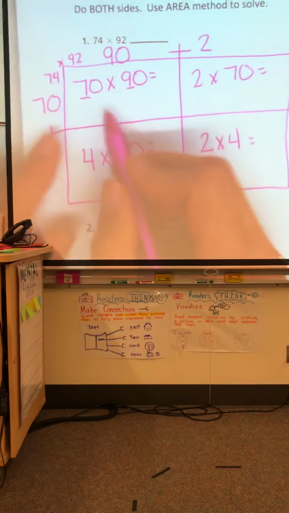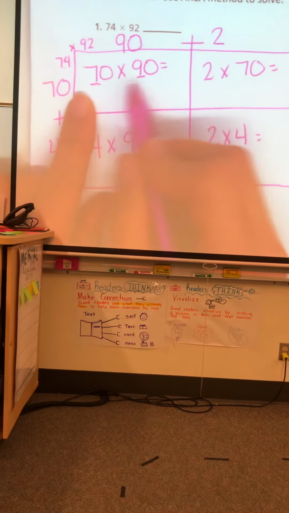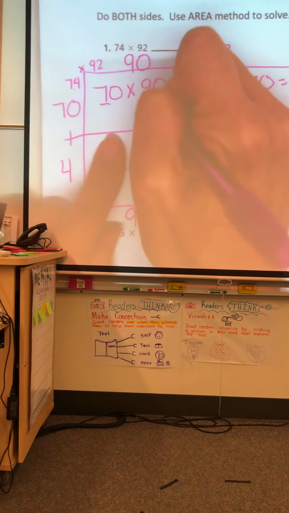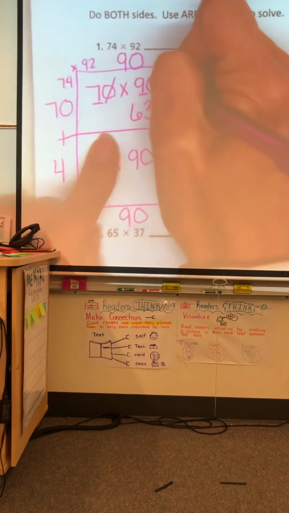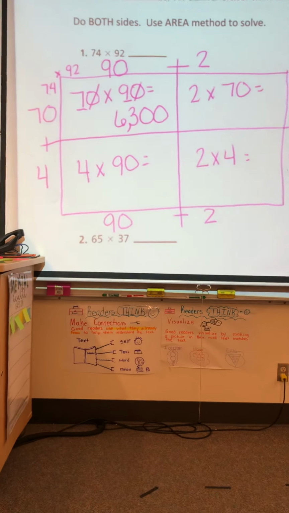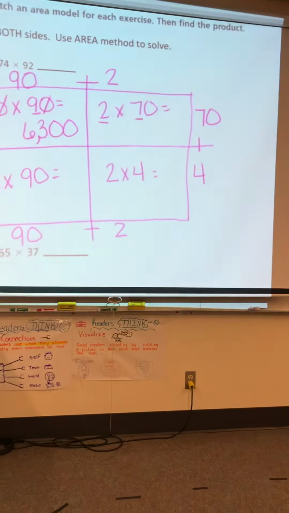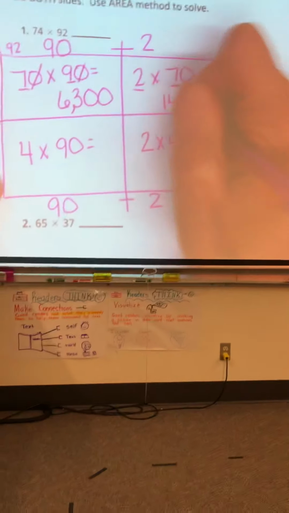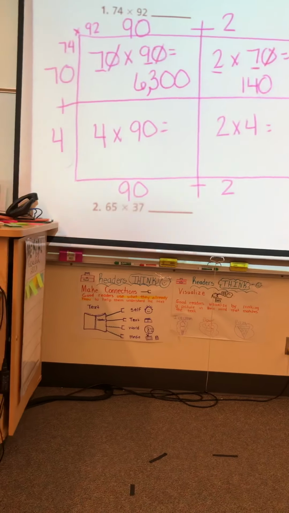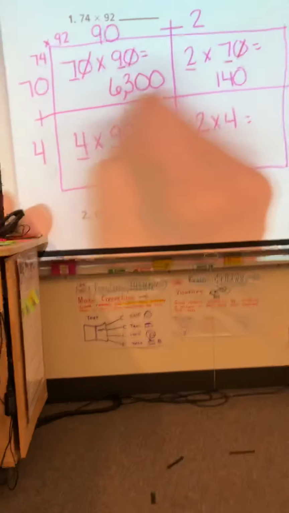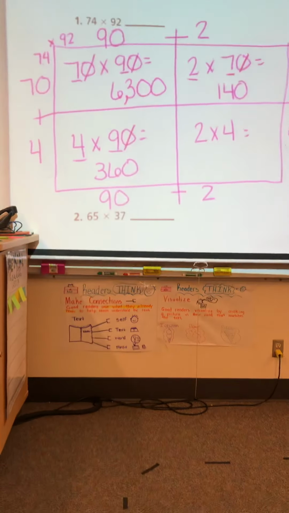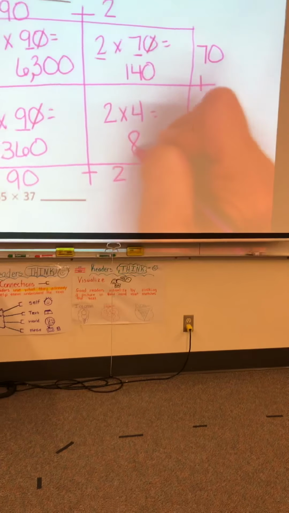7 times 9 is what I'm gonna multiply together. And when I multiply 7 times 9, I get 63 with 2 zeros. And then I'm gonna multiply 2 times 7. And when I multiply 2 times 7, I get 14, and I see 1 zero here, so I'm gonna put that 0 right there. And then I'm gonna multiply 4 times 9 and get 36. And then I'm going to see 1 zero, so I'm gonna put it right here. And then finally, 2 times 4 is 8, no zeros.